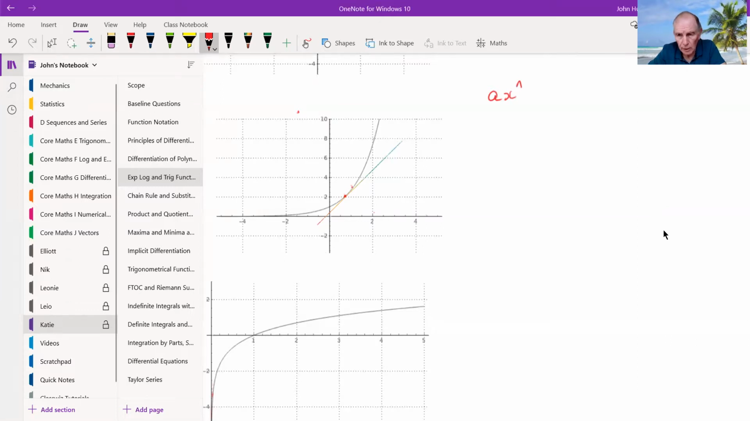So it's very powerful. But what happens if we want to differentiate something like e to the power of x? The power rule will not work in these situations. So we need something different. Now, in order to unpick this, what we need to do is look at this particular function, a very important function.